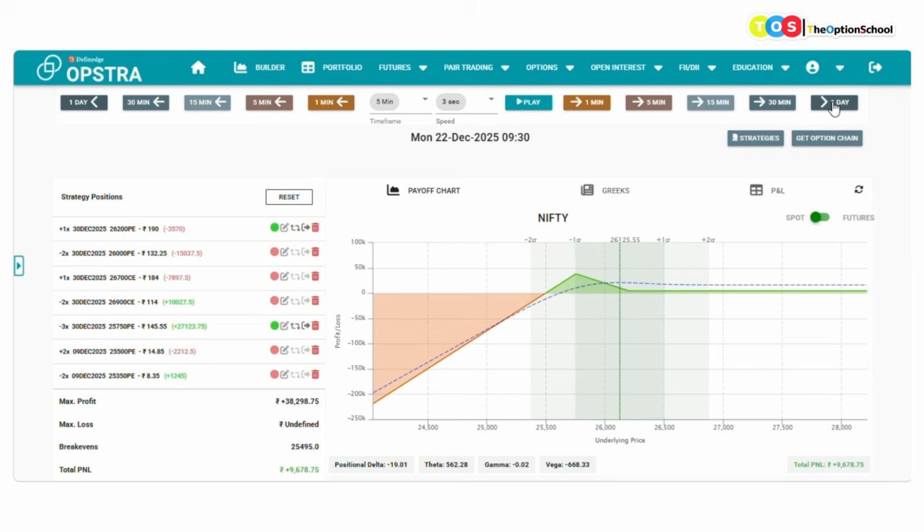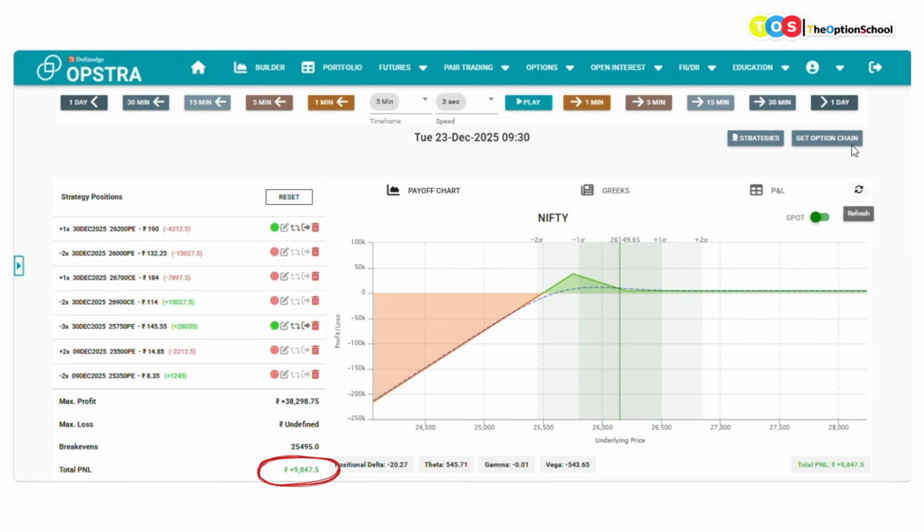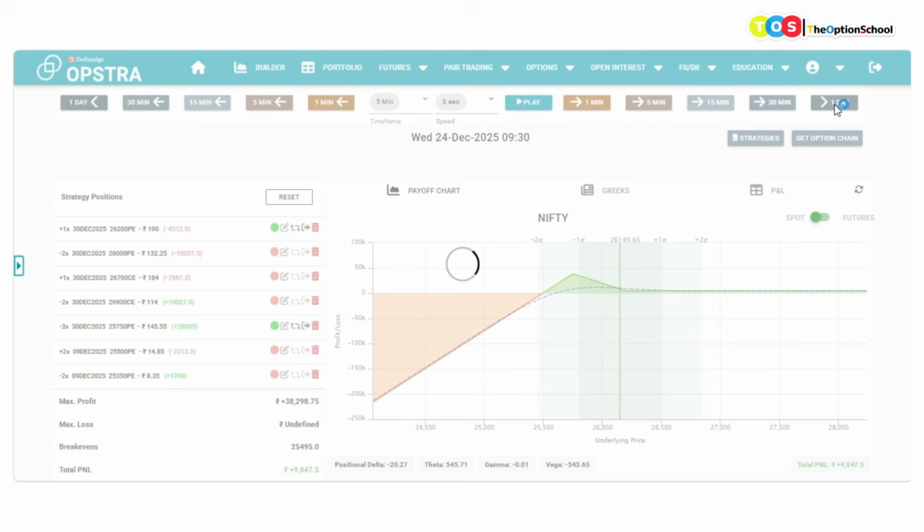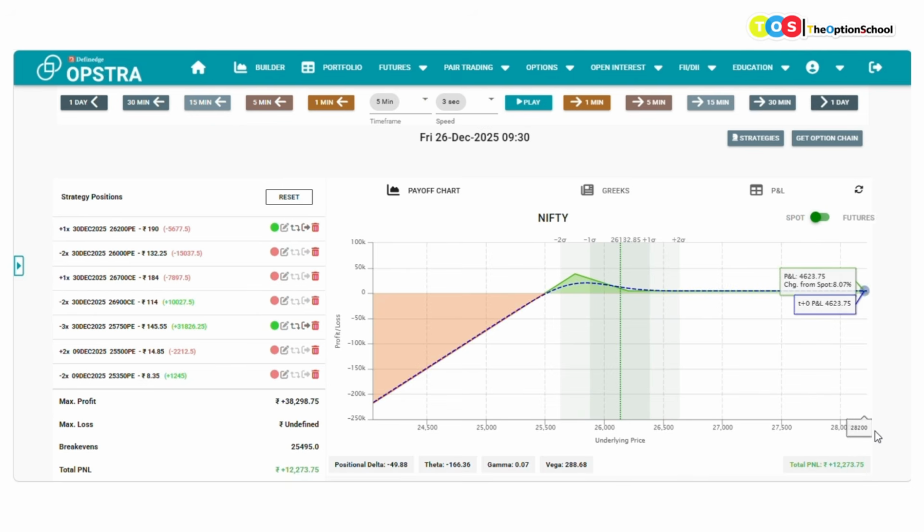Next day, 9676. Next day, 9843. Okay. Next day, 8763. 26. It is giving me 12,273, which is definitely a very good return and trade is very safe.